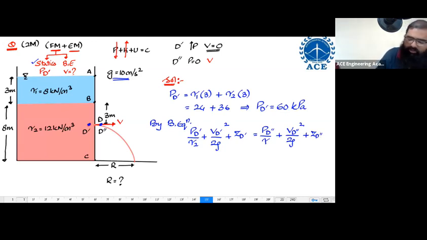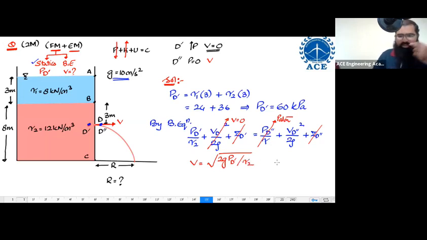Now you see what is happening. Straight away I can cancel these 2 things because both of them are the same. Inside the reservoir, velocity is equal to 0. Outside the reservoir, the pressure is equal to atmospheric, therefore gauge pressure is 0 over here. So now I can write the value of velocity is equal to root over of 2G multiplied by PD prime divided by gamma 2.